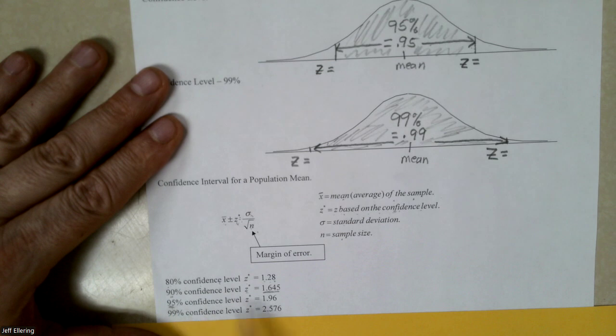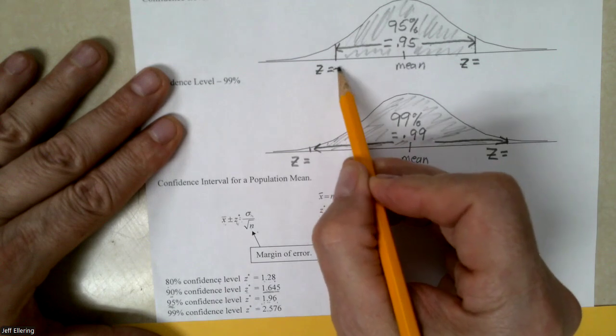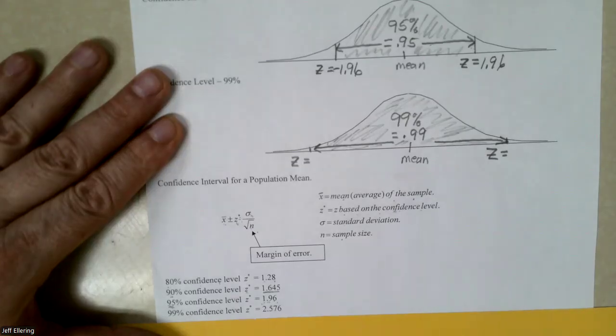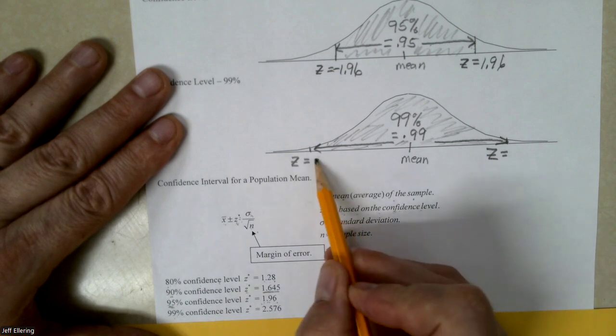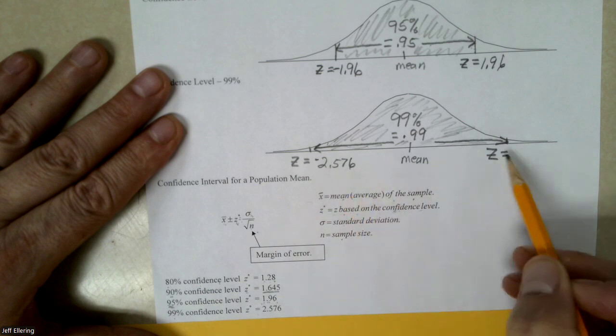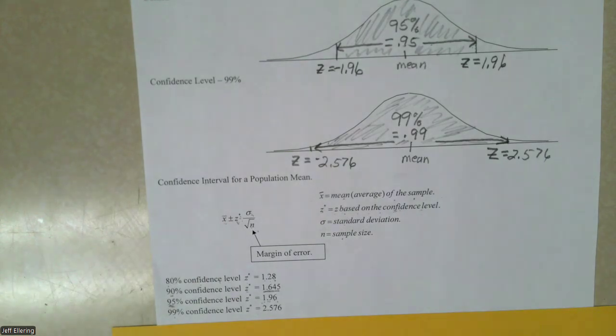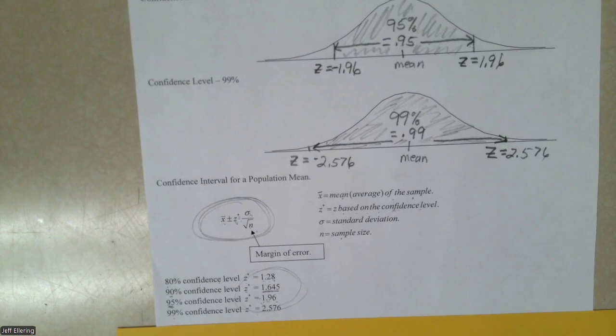95%, 1.96. So negative 1.96 to positive 1.96. And the 99% has the Z-score from negative 2.576 to positive 2.576. You do not have to memorize these, ladies and gentlemen. I will give those to you, but you're going to have to know how to use them in our formula.